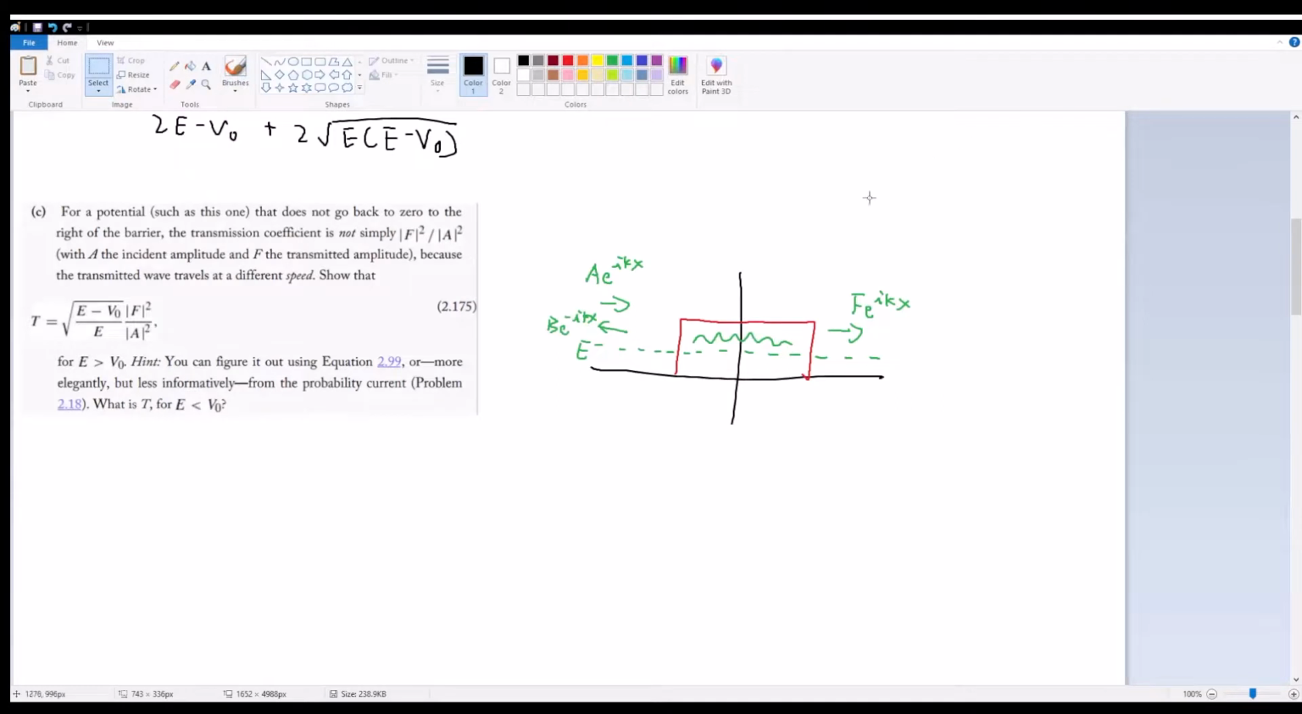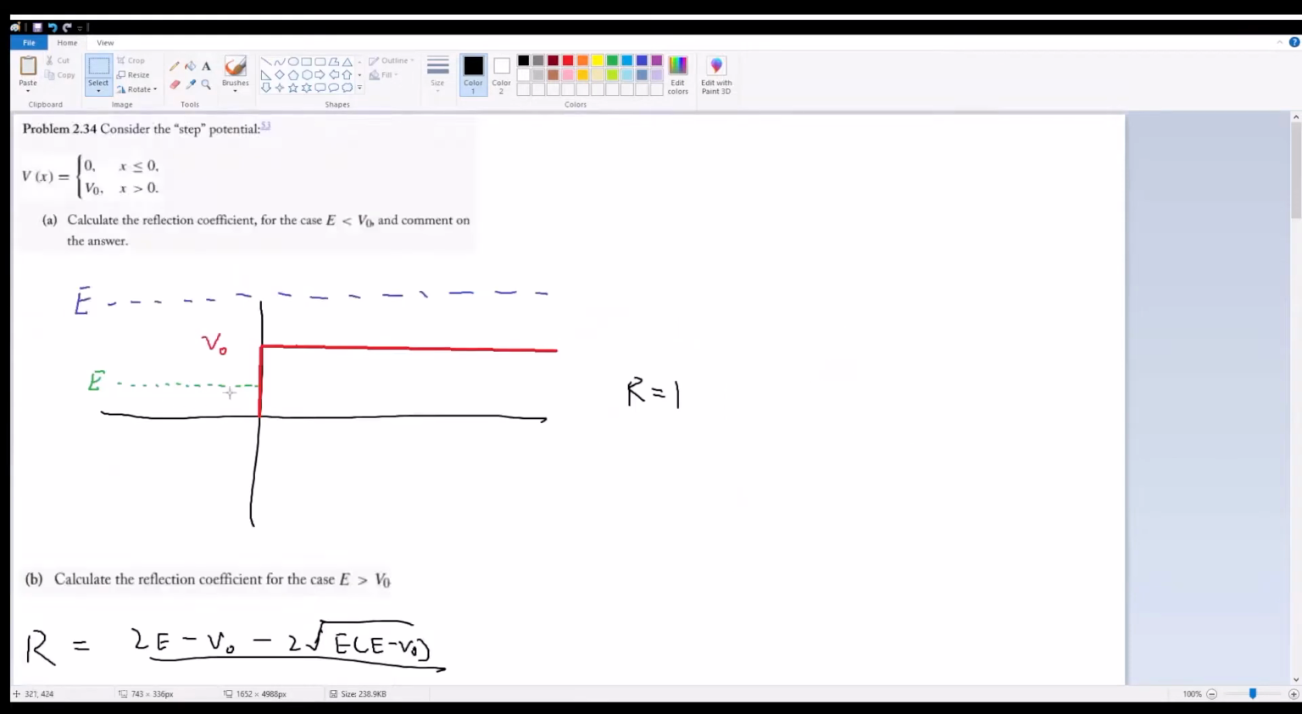Apologies, I realized I forgot to do the final part of problem C, which is what is T for the other case where E is less than V naught. This is kind of trivial because if we look at E less than V naught earlier, we found that the reflection coefficient was just 1. There's no chance for the particle to propagate through this medium if V is always greater than E to infinity, because remember, this is just a bound state in this case to the right.